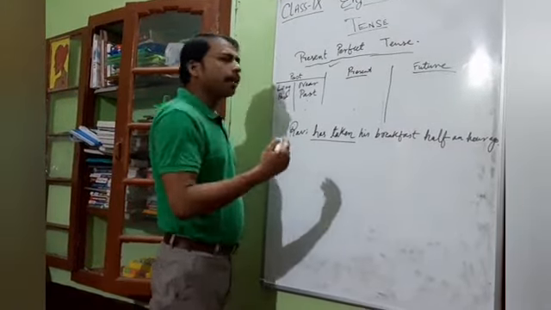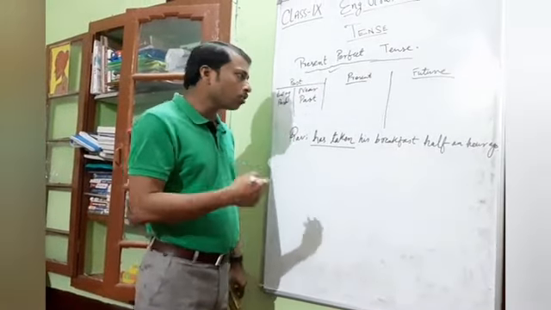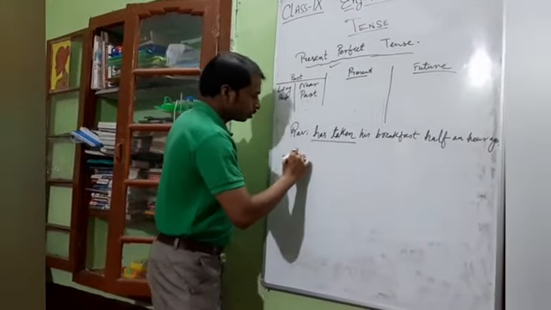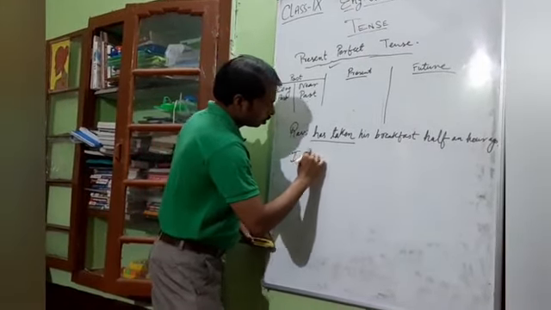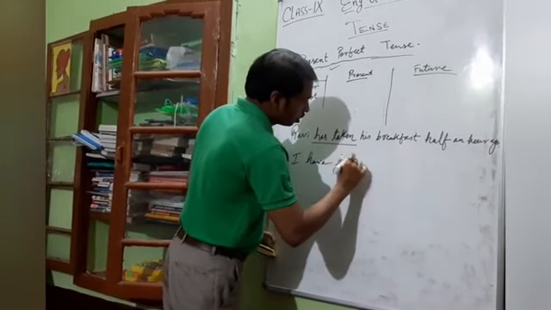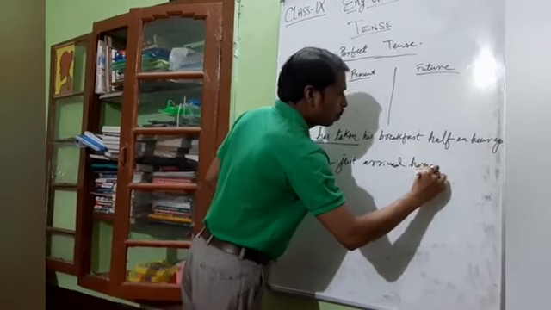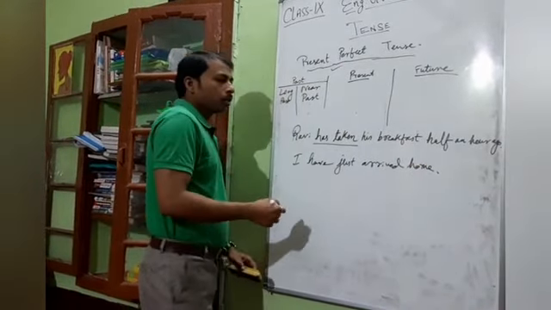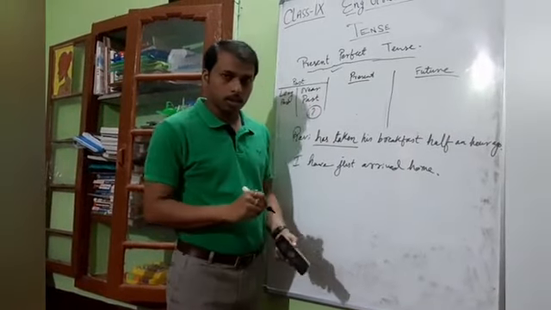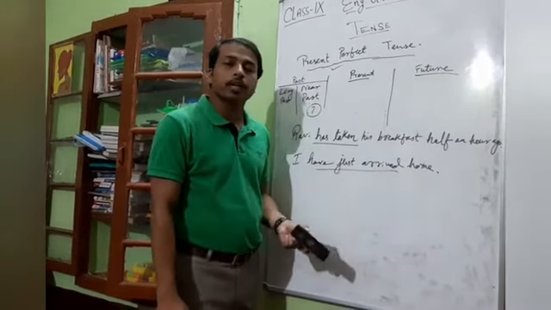Also, any action which has just been completed not too long ago can also be said to be in the present perfect tense. Like, I have just arrived home. It means the action has been done in the near past, not long past. So such actions can also be said to be in the present perfect tense.